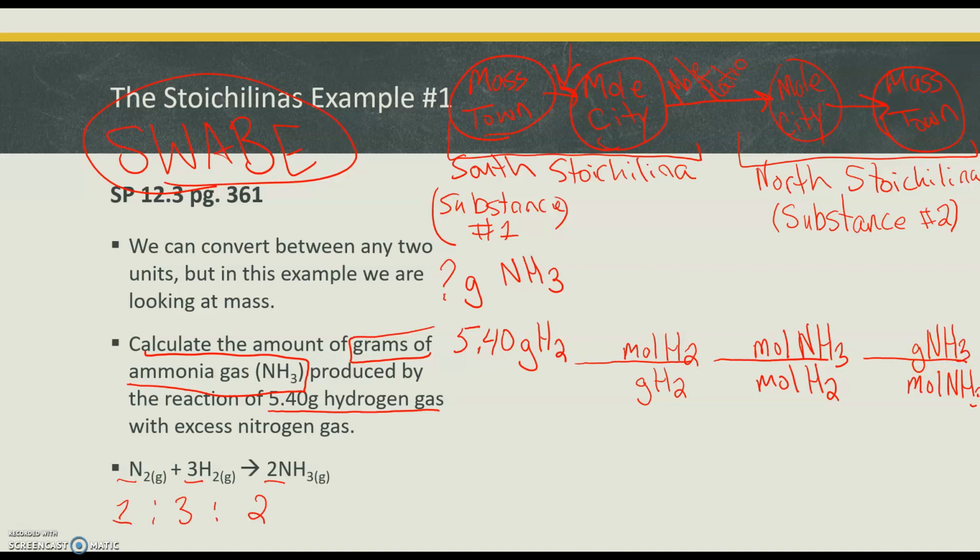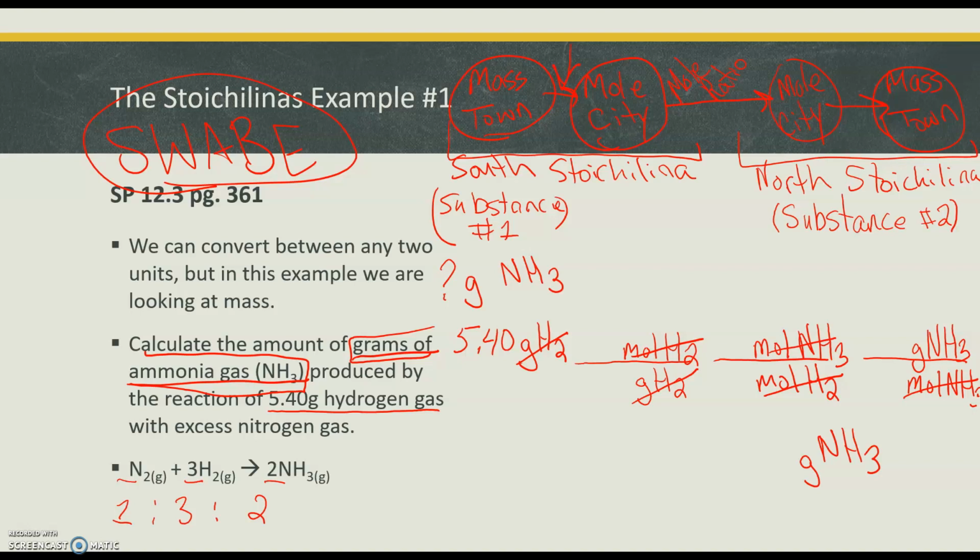At this point, we can actually go through and cross everything out to make sure we're ending in grams of ammonia gas. These two cancel. The moles of hydrogen cancel. The moles of ammonia cancel. And we're left with grams of ammonia gas. Exactly what we want. Now we're going to add our numbers.